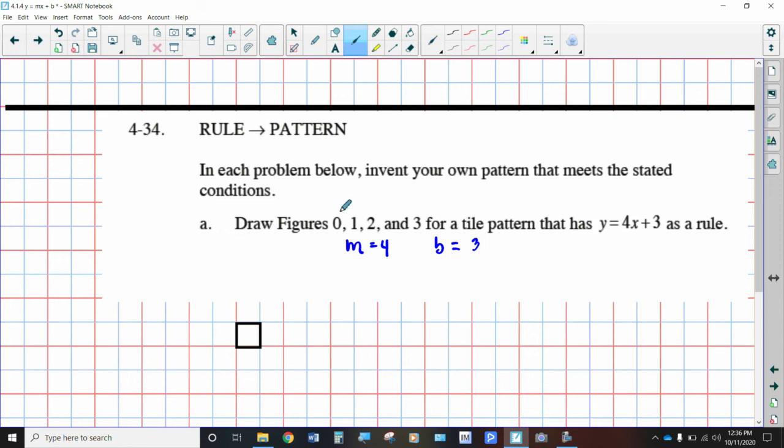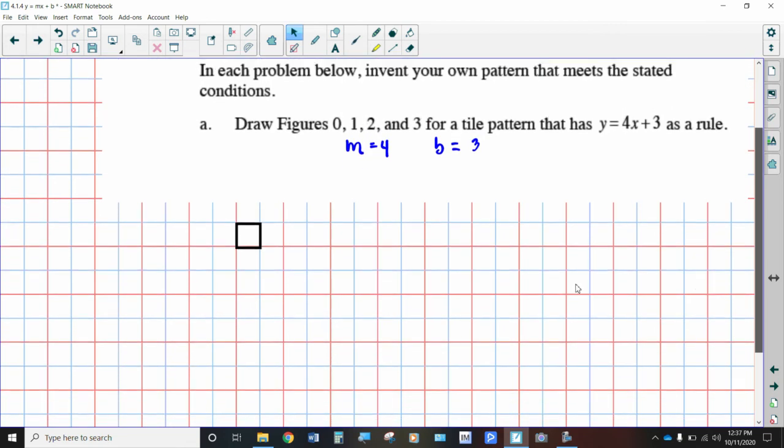So your task is to create some kind of a tile figure for figure 0, 1, 2, and 3, where you start off with 3, and then each one gets 4 bigger. Okay, go ahead and pause. I'm going to build one as well. You just draw this into your journal.